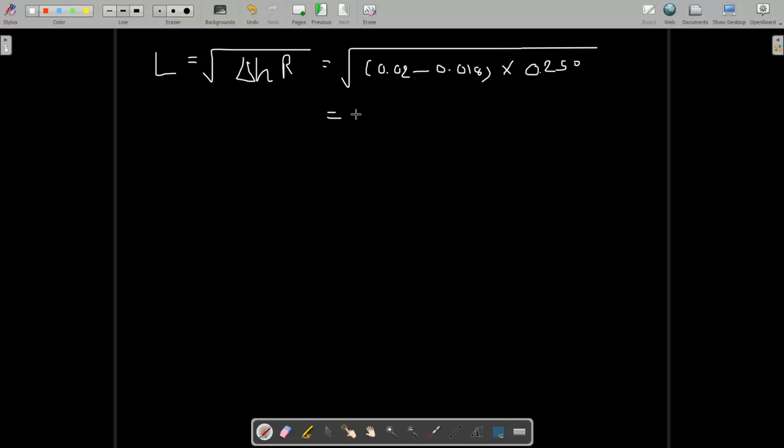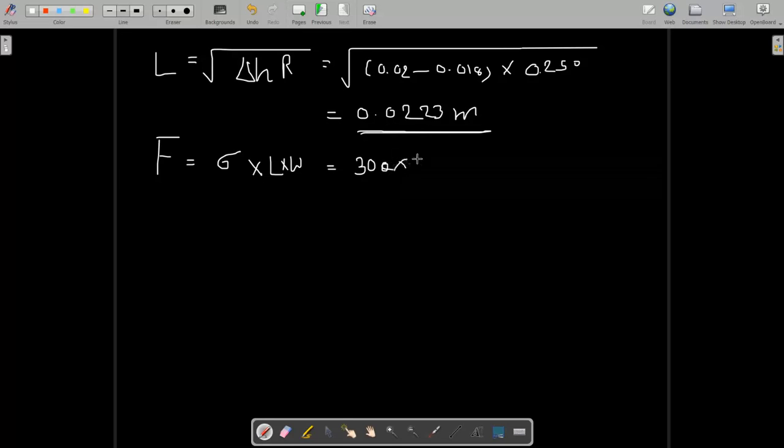When you solve this, you will get 0.0223 meter. Remember, don't make a mistake in mm, be careful with units. Now find out the force. Force will be stress into L into W. Stress is 300 megapascal. Megapascal means Newton per mm square, so to convert into Pascal, we multiply with 10 raised to 6.